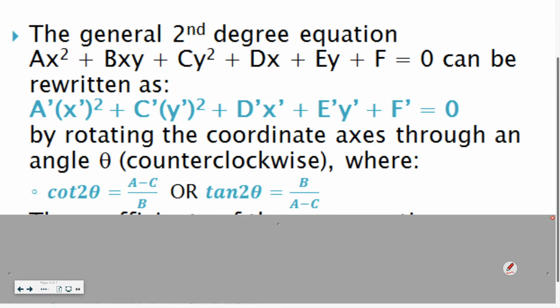They mean the same thing because cotangent and tangent are reciprocals of each other. So if you like tangent better, write this one down. If you like cotangent better, write the other one down. But using our coefficients A, B, and C from our general form, we are going to figure out what theta is by taking the tangent of 2 theta equal to B over A minus C. More than likely, it'll be a number like radical 3 or 1.